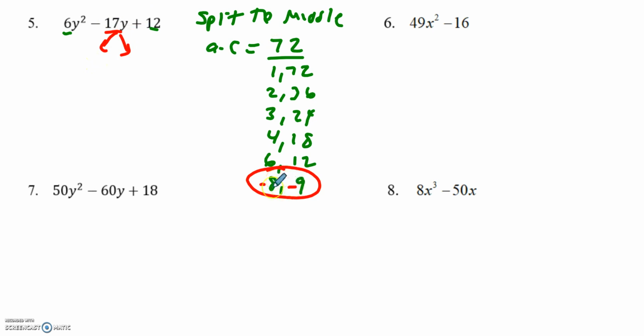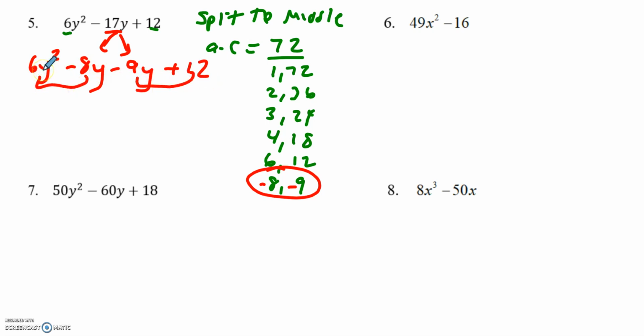And remember, it doesn't matter what order you do this. Because I see the 6 here, you could put either one next to it. I'll just go in order. Bring the 6y squared down, bring the negative 8y, then the negative 9y plus 12. Now I have 4 terms, so I'm going to group.